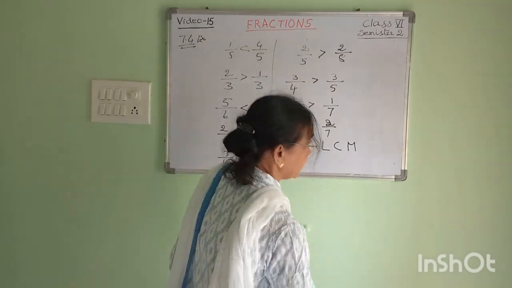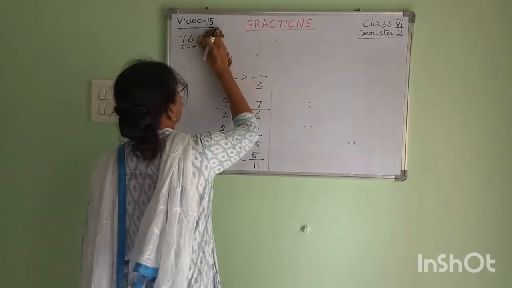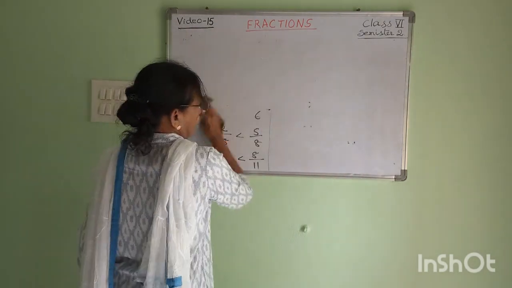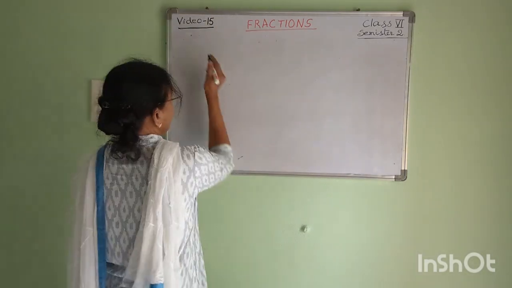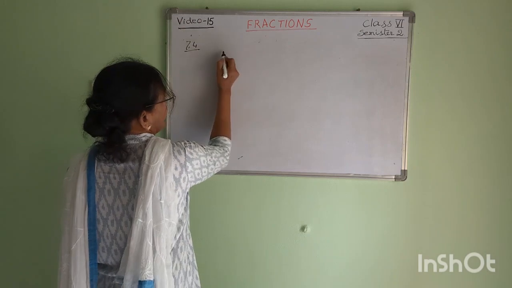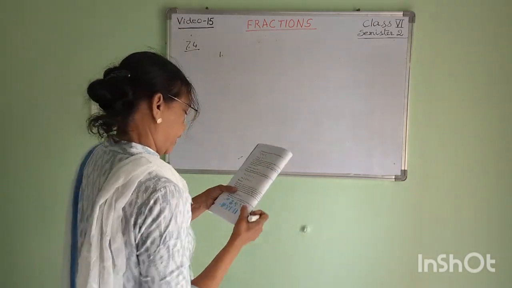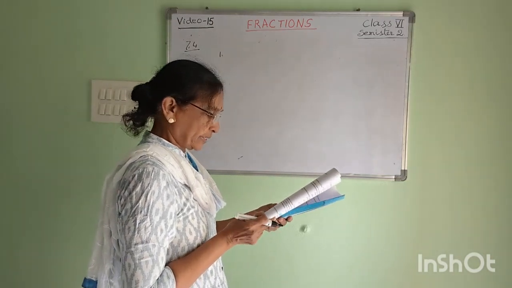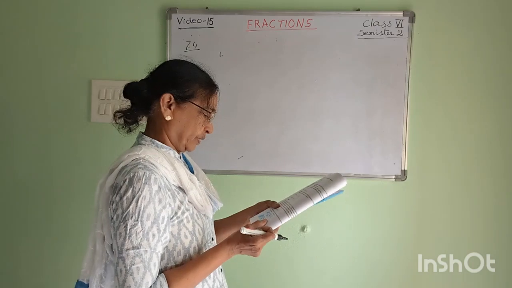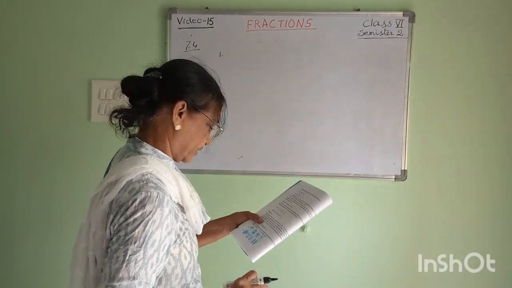In the first problem, some figures are given. In exercise 7.4, the first problem, some figures. Write the shaded portion as a fraction. Arrange them in ascending and descending order using the correct signs, less than, equal, greater than, between the fractions.